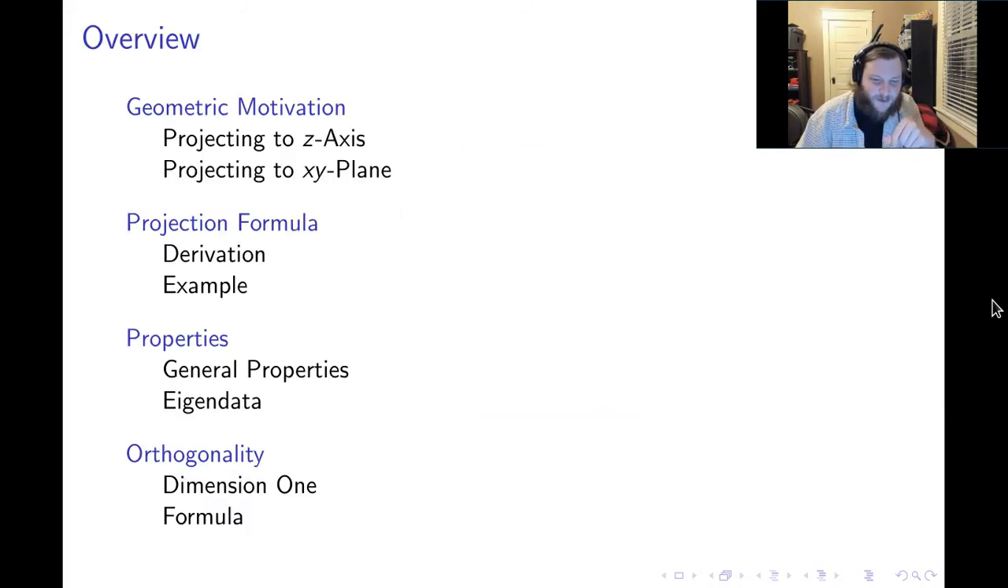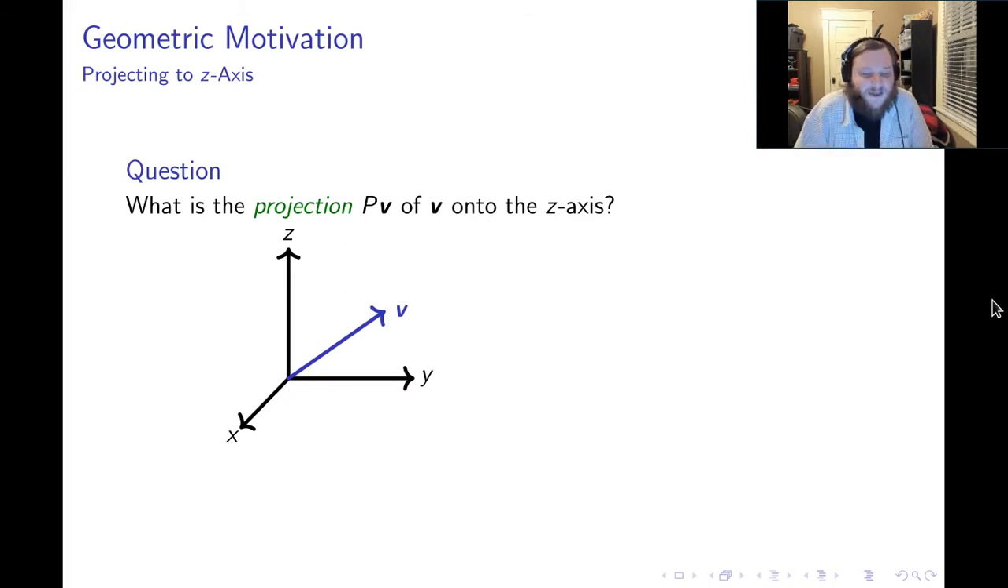So let's jump right in. I want to start here by just thinking about the motivation of why we might want to do something like this, or what it even looks like. I want to start with a question. And that question is, what is the projection, which I'm going to denote by Pv, of some vector v in 3 dimensions onto the z-axis?